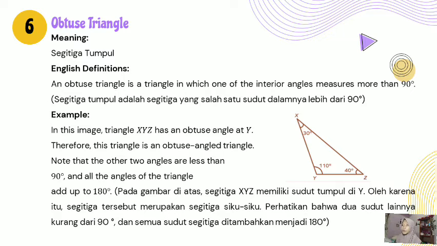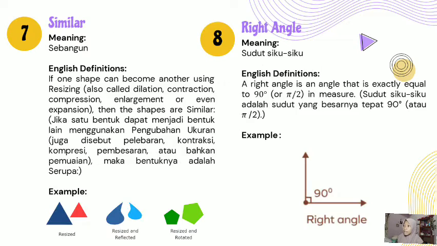Number 6, obtuse triangle. Meaning is segitiga tumpul. English definition: an obtuse triangle is a triangle in which one of the interior angles measures more than 90 degrees. Example: in this image, triangle XYZ has an obtuse angle at Y. Therefore, this triangle is an obtuse angle triangle. Note that the other two angles are less than 90 degrees and all the angles of the triangle add up to 180 degrees.